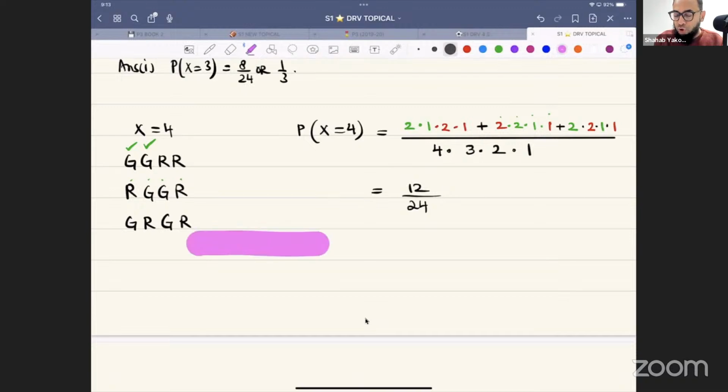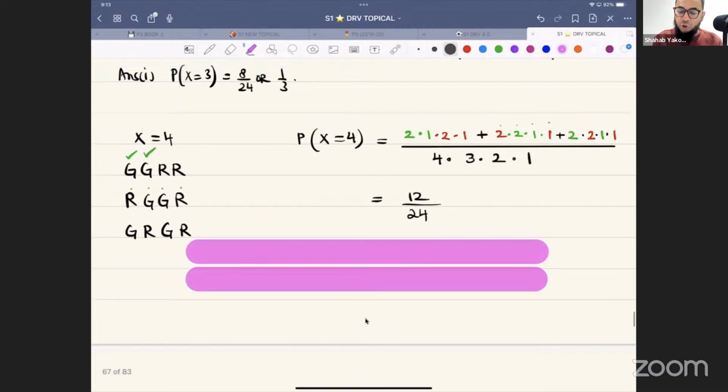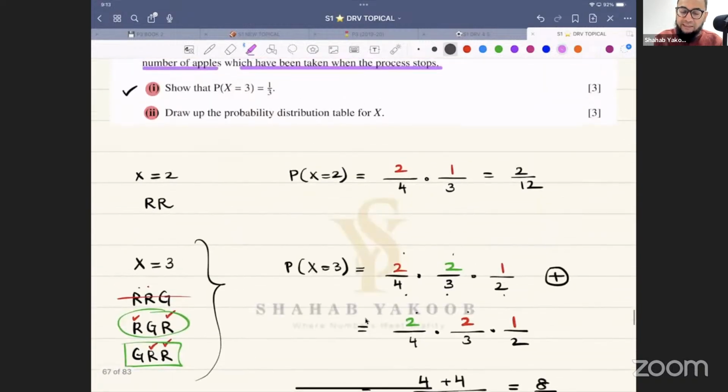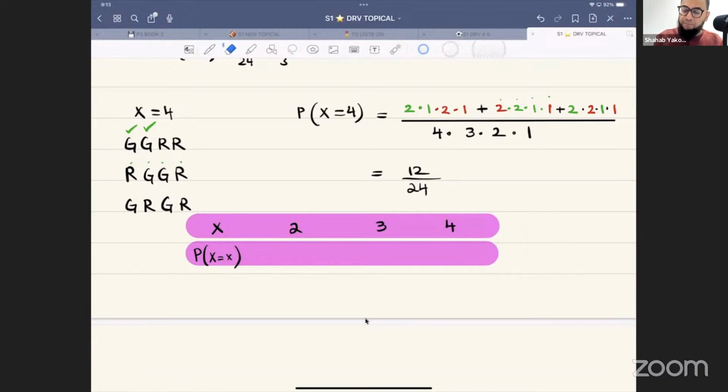And let me just draw a table for this. Are they asking for a table? Yes, they are. Draw up a probability distribution table for X. So this is X, this is probability X is equal to x. This could be 2, this could be 3, this could be 4. And let me just cut short the table.